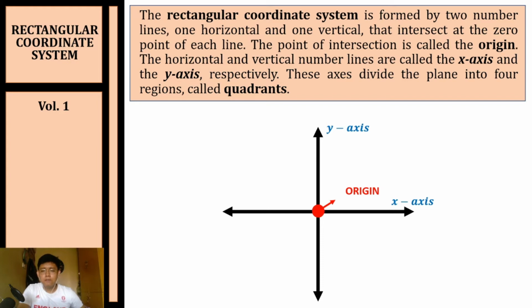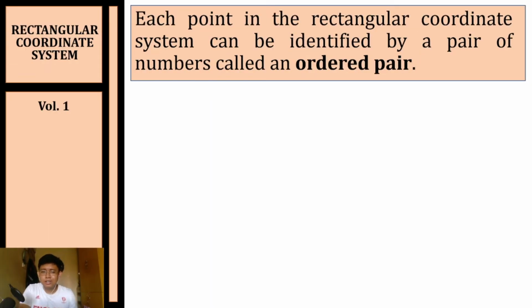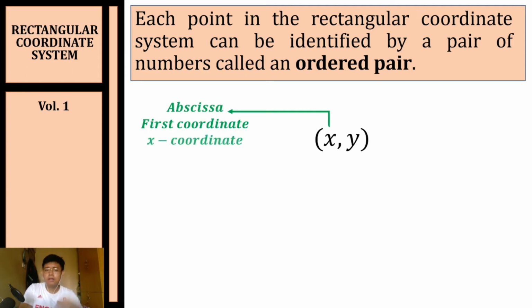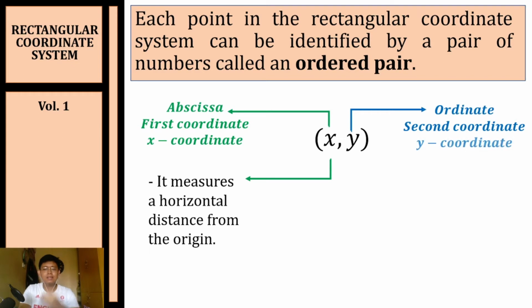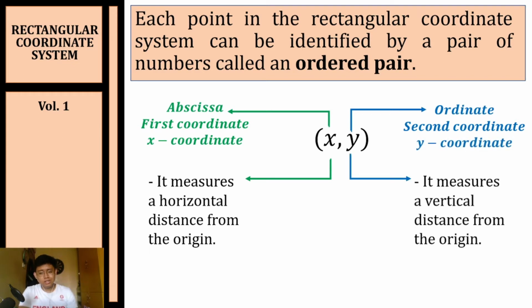These axes divide the plane into four regions called the quadrants. So we have four quadrants. Each point in the rectangular coordinate system can be identified by a pair of numbers called an ordered pair. So this is one example of an ordered pair. The first number we call the abscissa, first coordinate, or the x-coordinate, which means it measures a horizontal distance from the origin. Next, the second number is called the ordinate, the second coordinate, or y-coordinate. It measures a vertical distance from the origin.